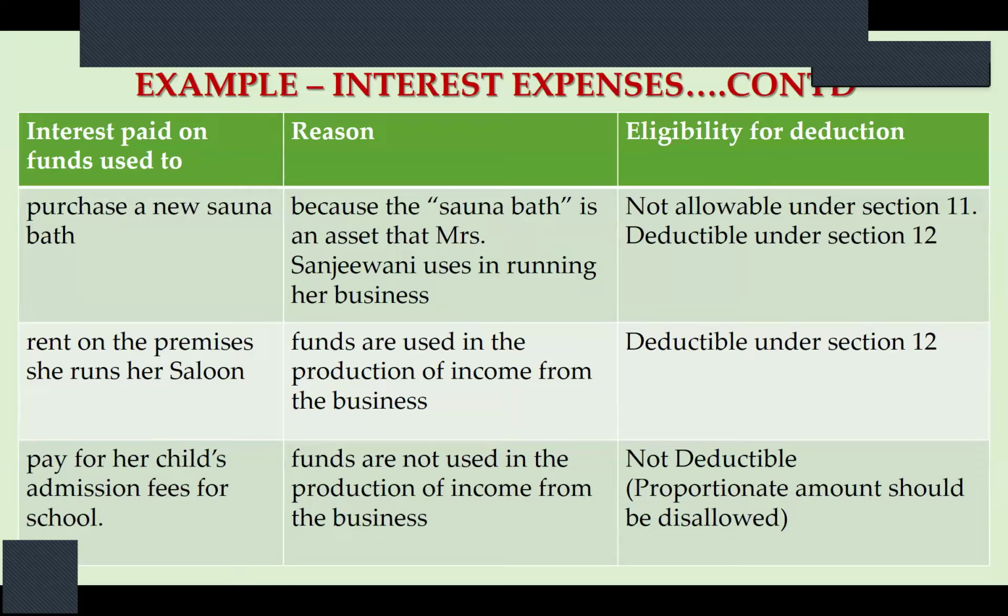But if she used that consideration for personal use, then only she cannot deduct that interest portion, since that is not incurred in the production of income. So it depends on the facts of the case. So we have to consider what has happened to the consideration after selling this asset.